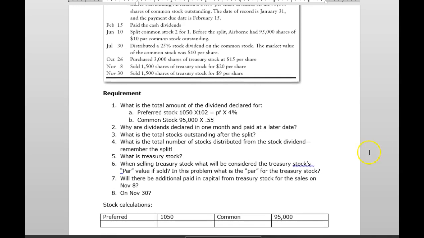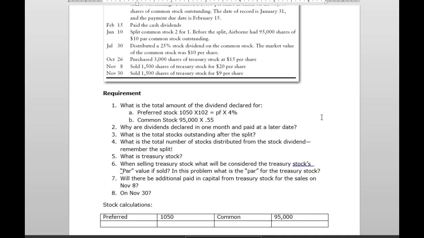And then I ask a question, which is really kind of interesting. You have to say, well, why do they do that? Why are dividends declared in one month and paid at a later date? The textbook does a good job of explaining that. If you want to go out and research a bit on the internet for it, that's good too. But it's always good to know why accountants do what they do.